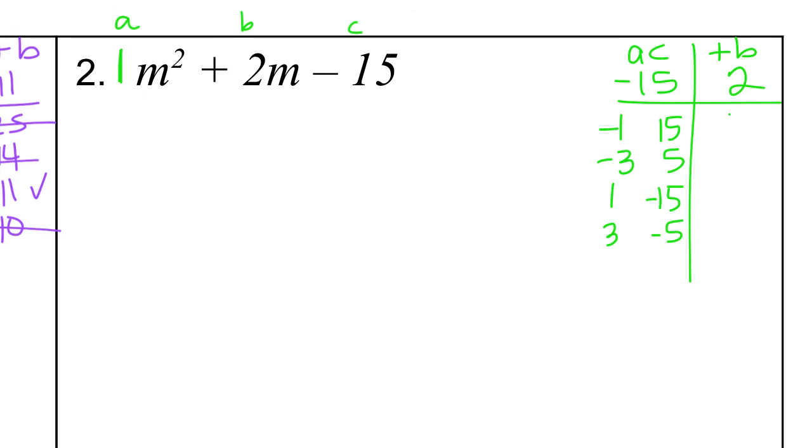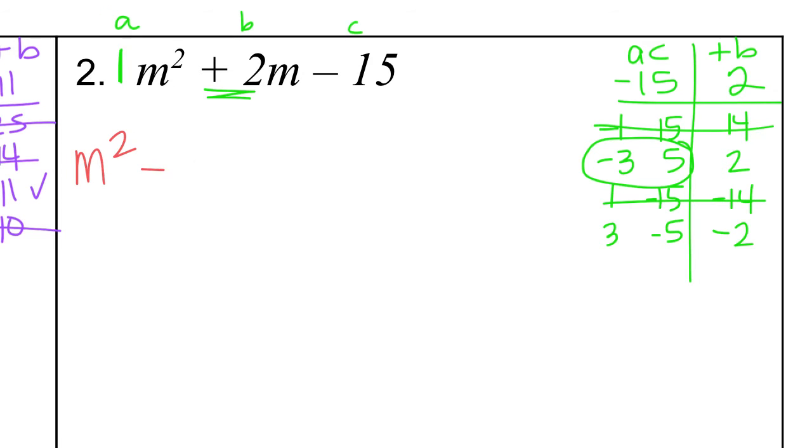So this first one is 14. That one's not it. This one is 2, so I think it's that one, but let's check the rest. This is negative 14, and then this one is negative 2. So be very careful. We do need it to be positive 2. So it's going to be these two numbers here. So let's rewrite this polynomial: m squared minus 3m plus 5m minus 15.